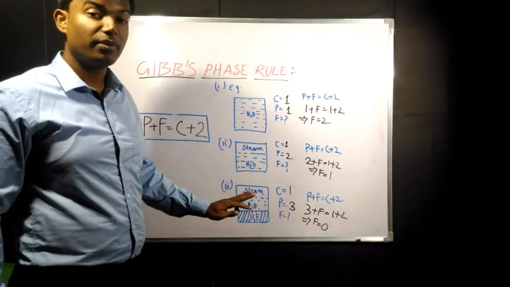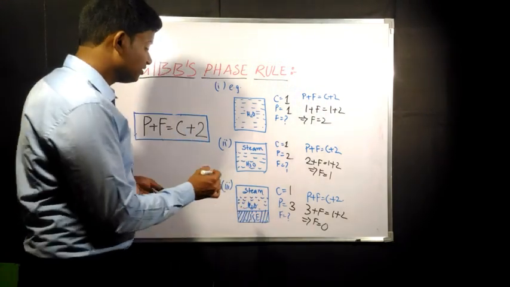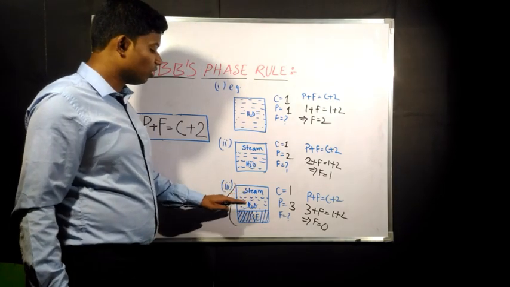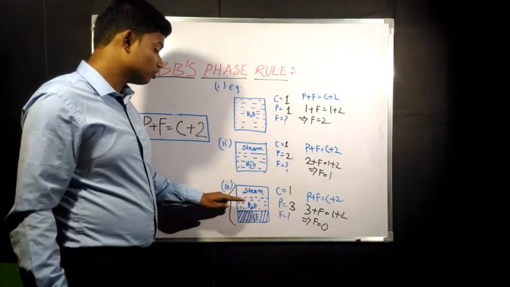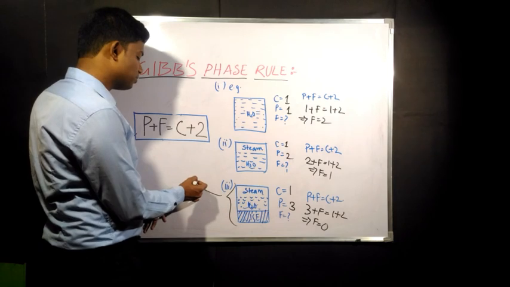That means we need to fix none of the properties to get the properties of the system. Now this is a special type of system where all these things are going to be there. Ice is going to be there, water is also going to be there, steam is also going to be there. This special case is known as the triple point.